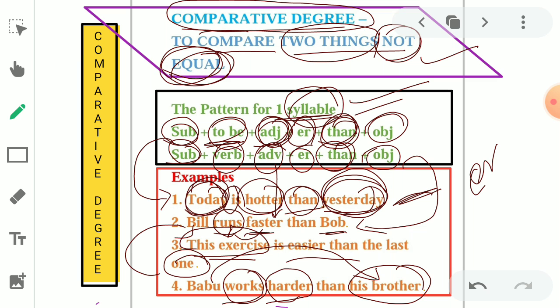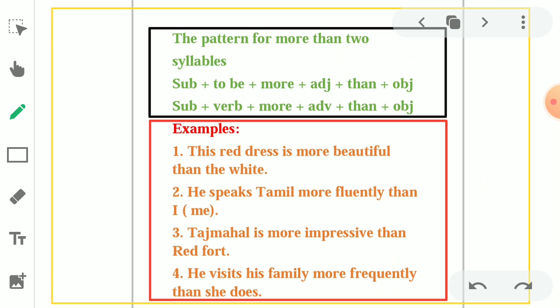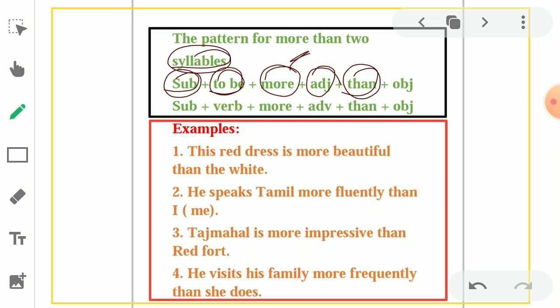Next, the pattern for more than one syllable. When there are two syllables, how is the pattern? The pattern for the word which has two syllables: subject, to be form, more. Yes. What is special here? We have to use more before an adjective. After this, we have to use than because it is the comparative form.